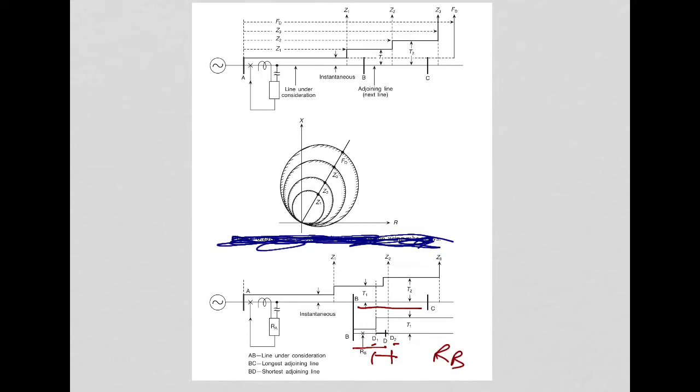Now, as well as the second step of the relay RA at the bus A. Therefore, there is the loss of selectivity between the second step of the distance relay RA and RB, and hence the second step of distance relay is set to reach up to 50% of the shortest adjoining line.